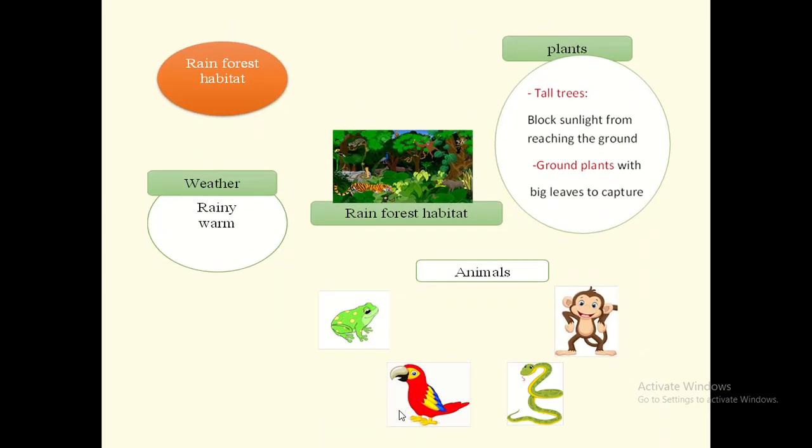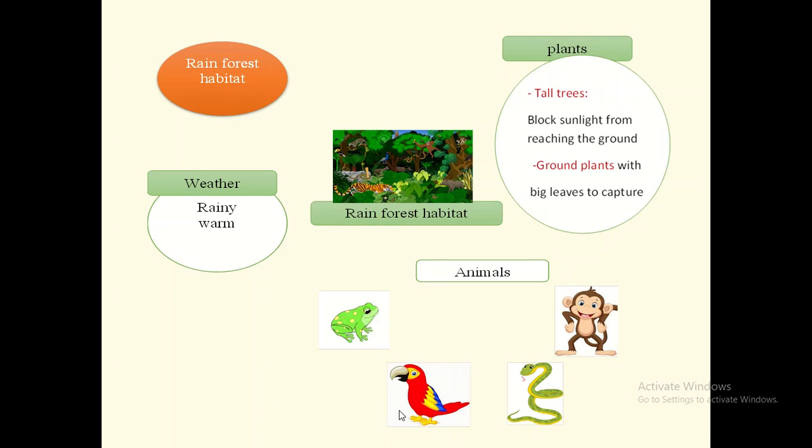Now we are going to talk about habitat number 2, the rainforest habitat. Can you repeat after me, please? Rainforest habitat. It is a habitat which is full of trees and it is located near the equator where it is warm.